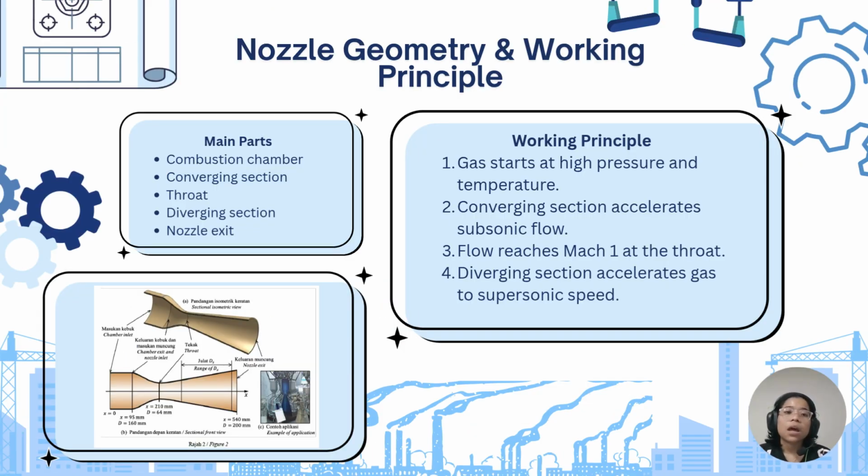Okay, next, nozzle geometry and working principles. We have five main parts, which are the combustion chamber, converging section, throat, diverging section, and nozzle exit. And the working principles are: first, gas starts at high pressure and temperature. The second one is the converging section accelerates subsonic flow. The third one is the flow reaches Mach 1 at the throat. The last one is the diverging section accelerates gas to supersonic speed.